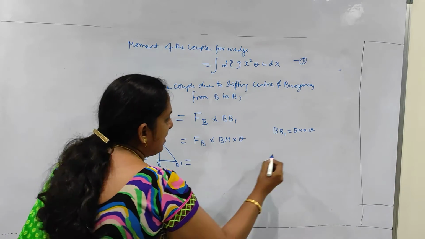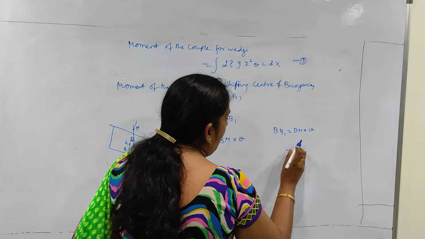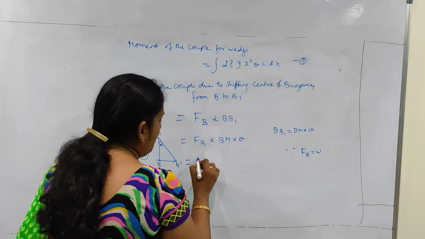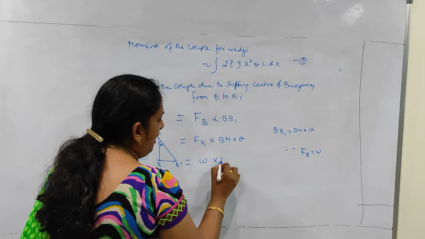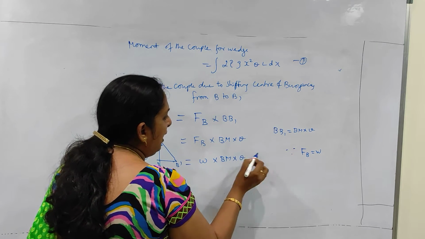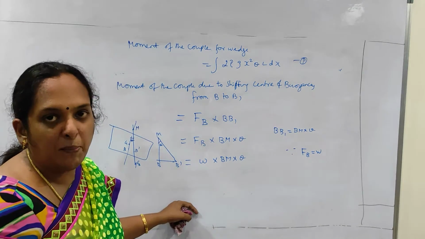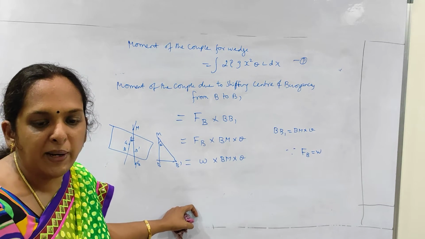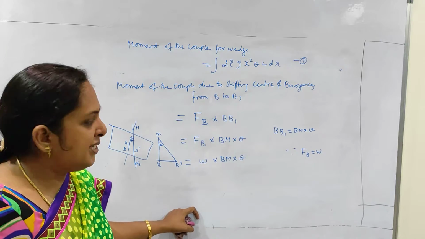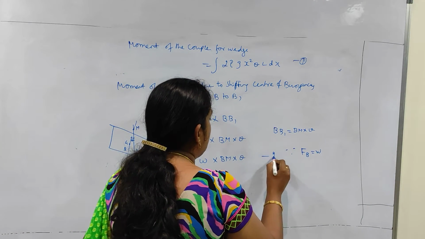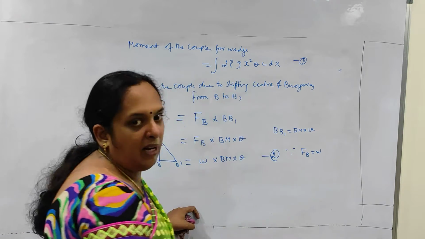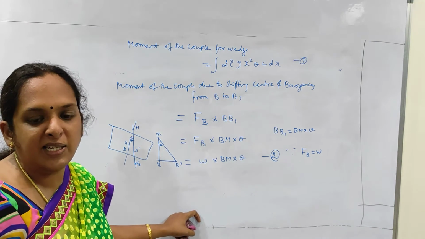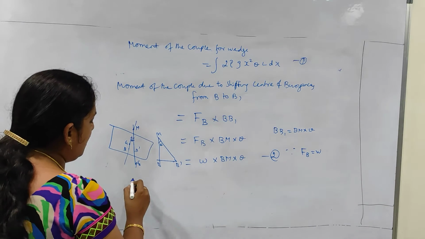Buoyancy force is equal to the weight of the body that is displaced. Okay, so since FB is equal to W, I am writing this FB as W into BM into theta. Why? Because the force of buoyancy is equal to the weight of the body, or the weight of the water that is being displaced. So according to this, both are equal. Why? Because these two couples are the same.